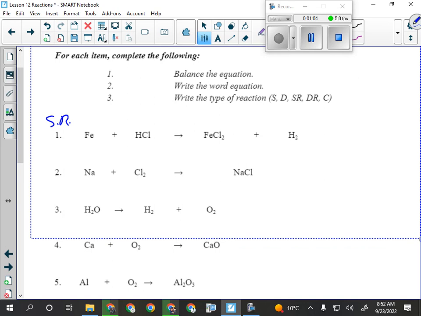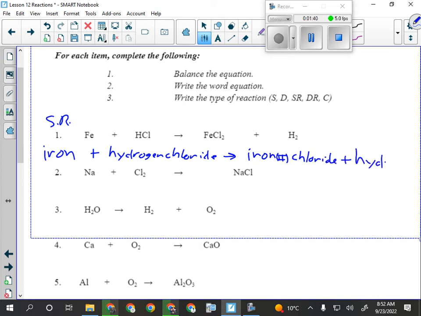Okay, writing it out in words, this would simply be iron. Do I need to write a Roman numeral after iron? Not when it's an element. Elements don't have charges. Okay, but if it was in a compound, like on the product side, then I would need to figure out which Roman numeral to put in there. Okay, so iron plus hydrogen chloride, okay, is going to give us iron 2 chloride, okay, plus hydrogen.